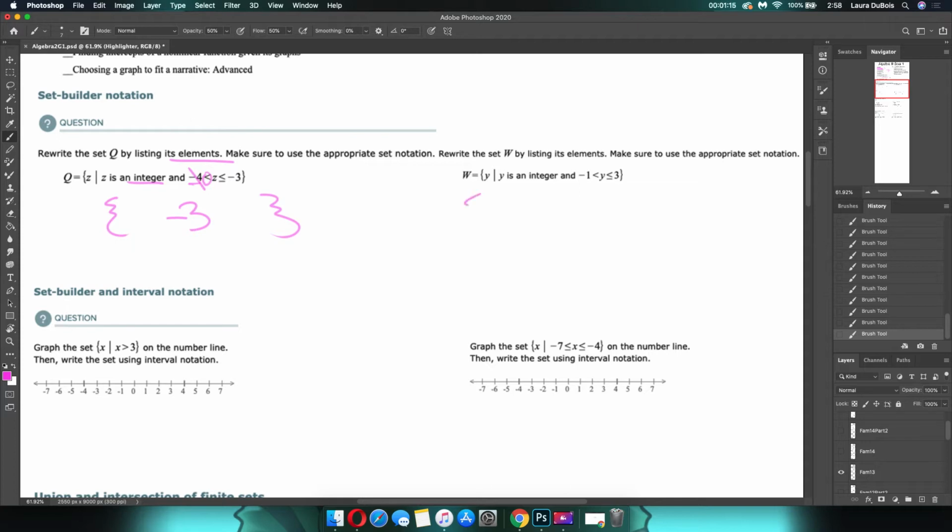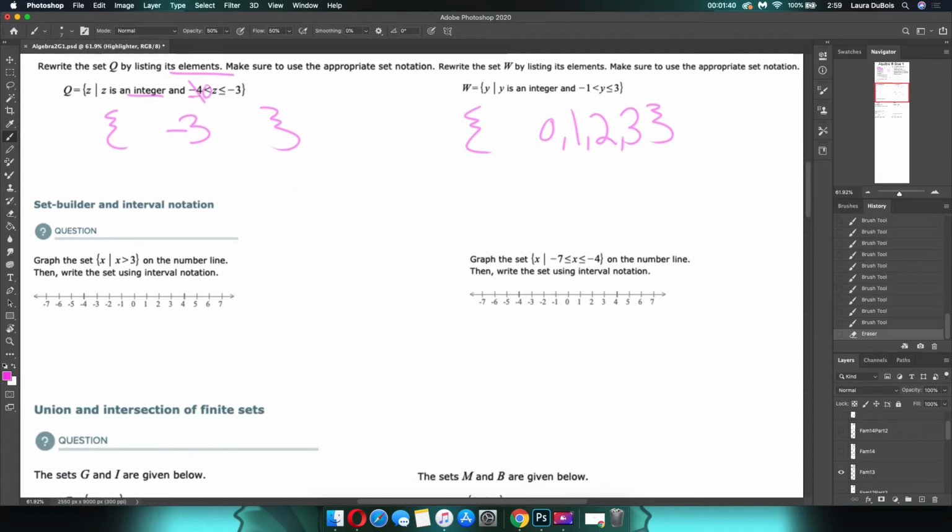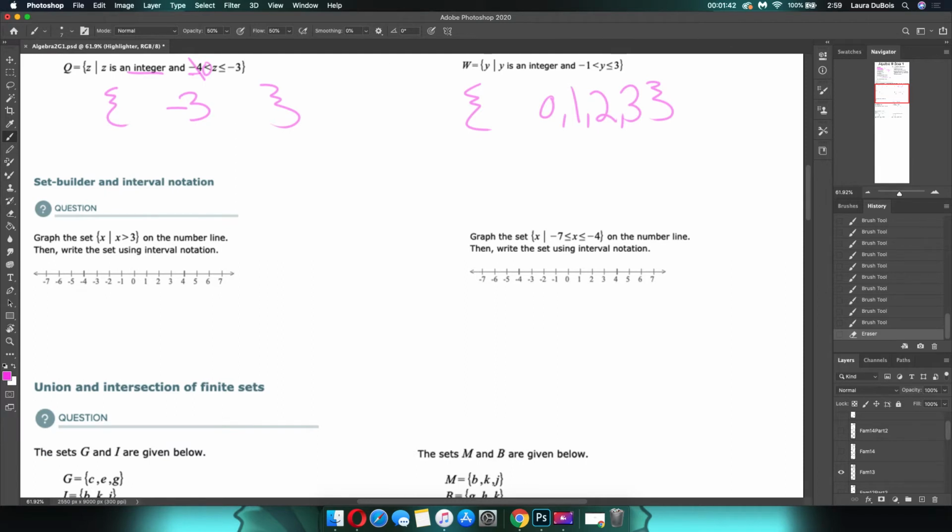How about over here, between -1 and 3? Let's see, we have -1, 0, 1, 2, 3. Can we use 3? Yes, because it's an or equal to. Can we use -1? No, because it's not or equal to. So therefore, there's my entire list. All right, that seems not so bad. We're just doing some squiggles and we're doing some number lists. That's doable, we're fine. Next up, graph it on the number line and then write using interval notation.